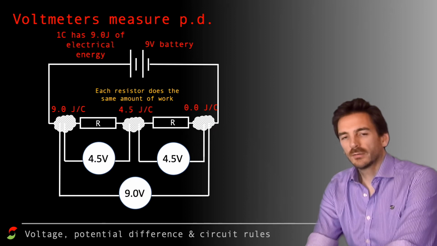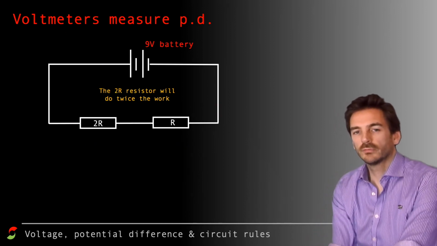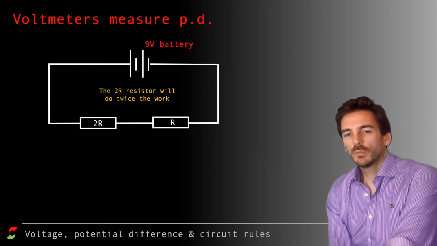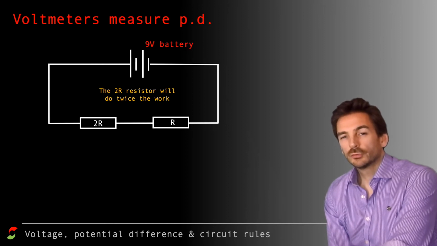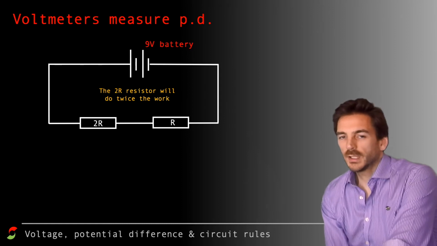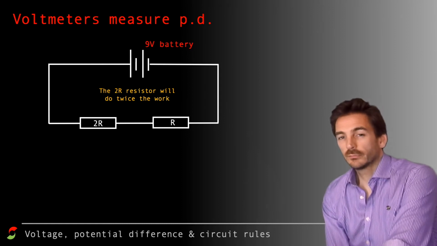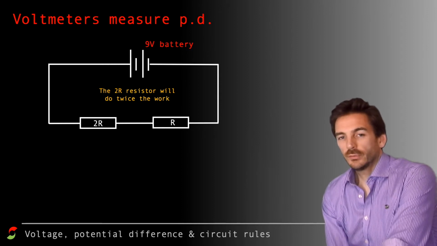So let's have a look at a slightly more complicated circuit. Still two resistors in series, but one resistor has got twice the resistance of the other. And that means the 2R resistor will do twice the amount of work. So you've got to think a little bit in ratios here. We've got a resistance of 2 to 1, and that means that the 2R resistor will do twice the amount of work.